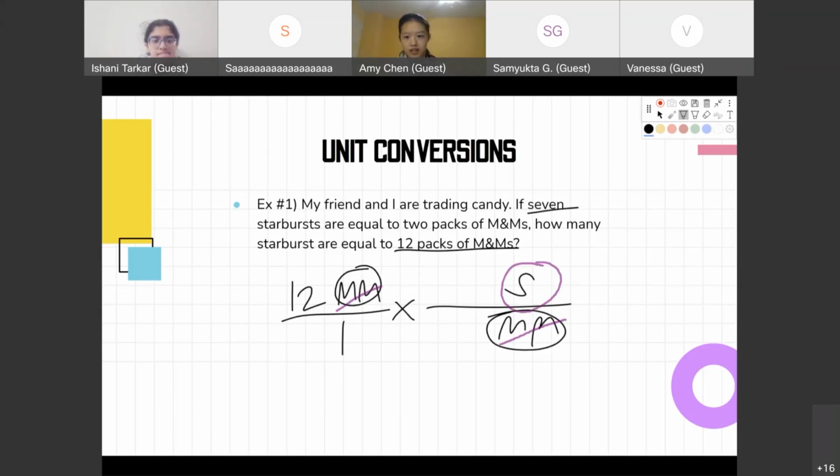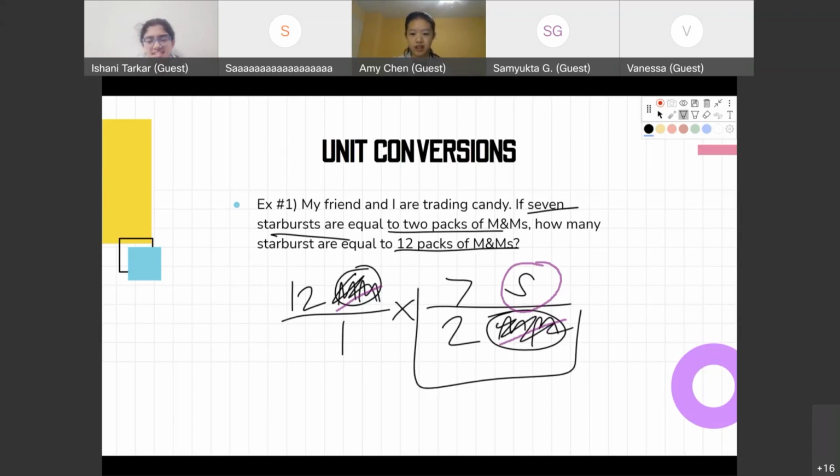Now, the question tells us that 7 Starbursts is equal to 2 packs of M&Ms. So this is our conversion factor: 7 Starbursts over 2 M&Ms, because that's just equal to 1. Now this is how we set up the unit conversion. We have M&Ms that cancel out, and we have our conversion factor here.